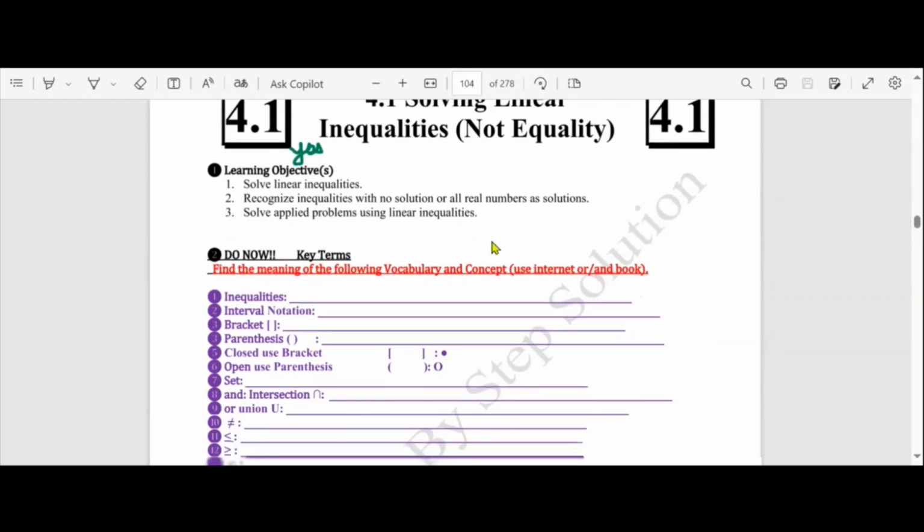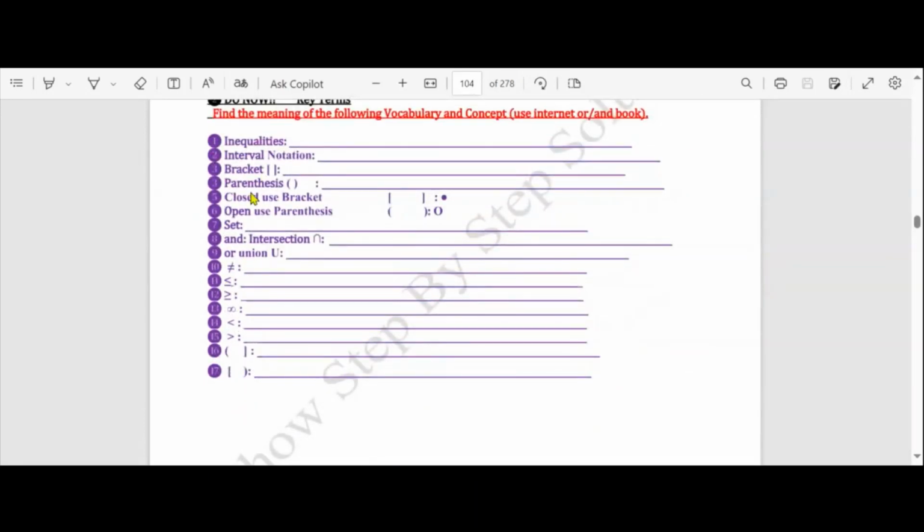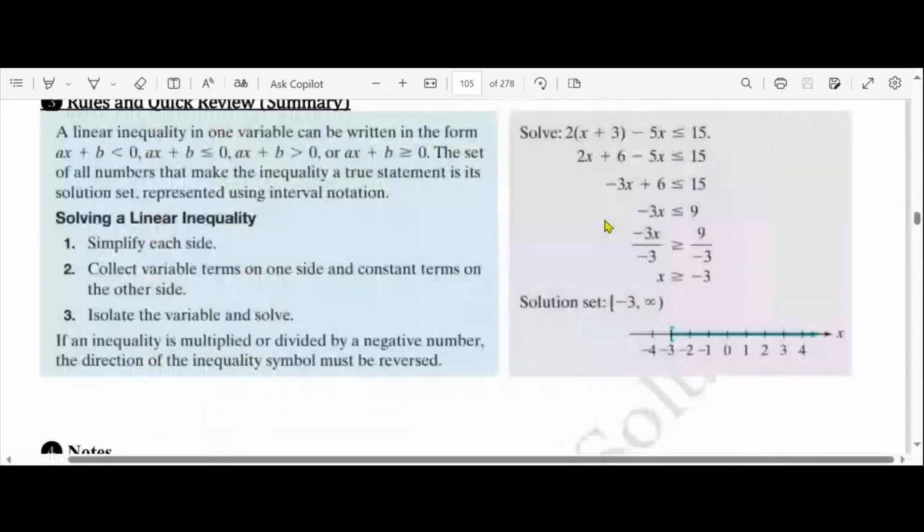Those are the words that you need to find the meaning for. So please find the meaning of the following vocabulary and concepts. Use the internet or the book. Now let's take a look at the summary.